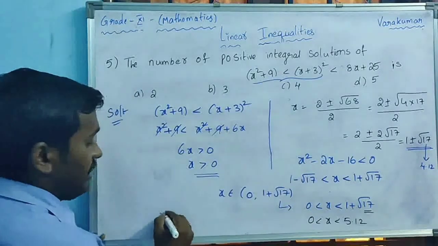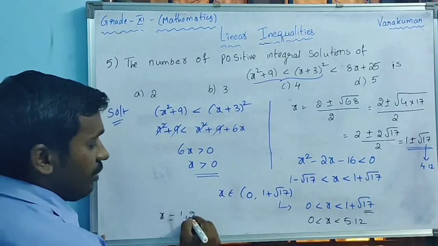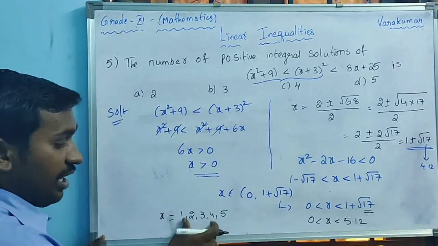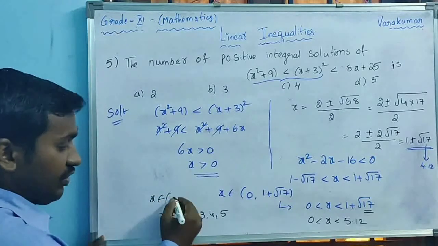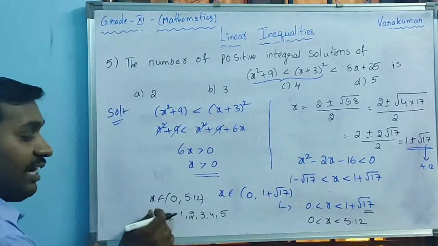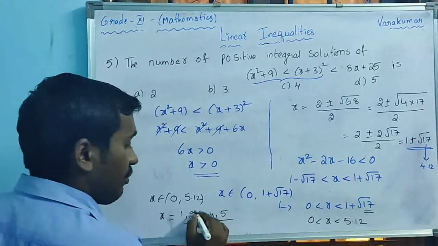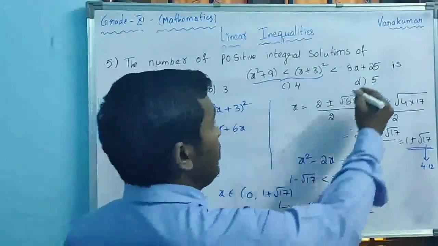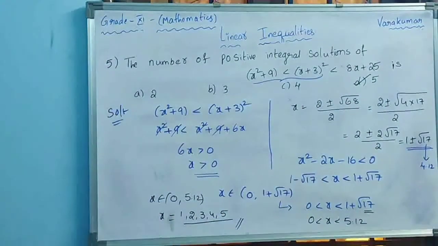The possible values of x are x equal to 1, 2, 3, 4, 5. So x lies between 0 and 5.12, and the values are 1, 2, 3, 4, 5. How many values are possible? 5 values are possible. So from the options, option D is the right answer. This completes the solution.